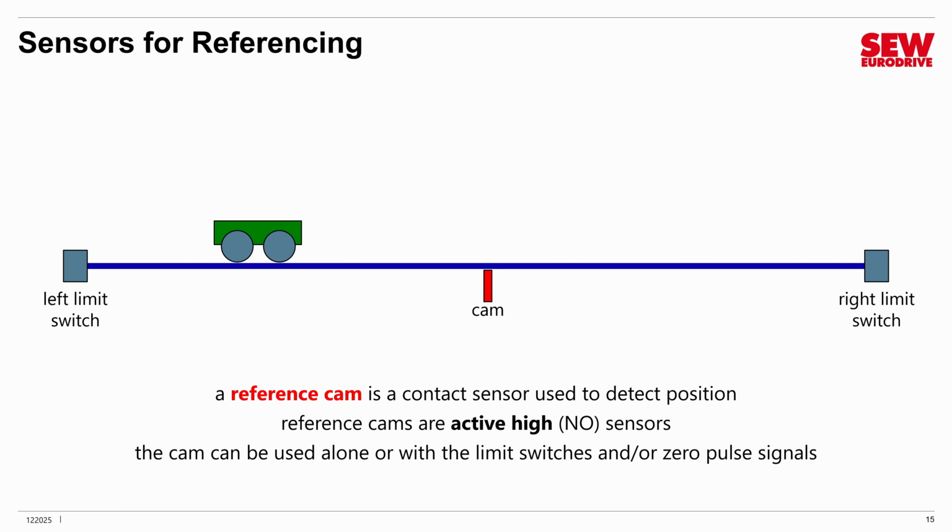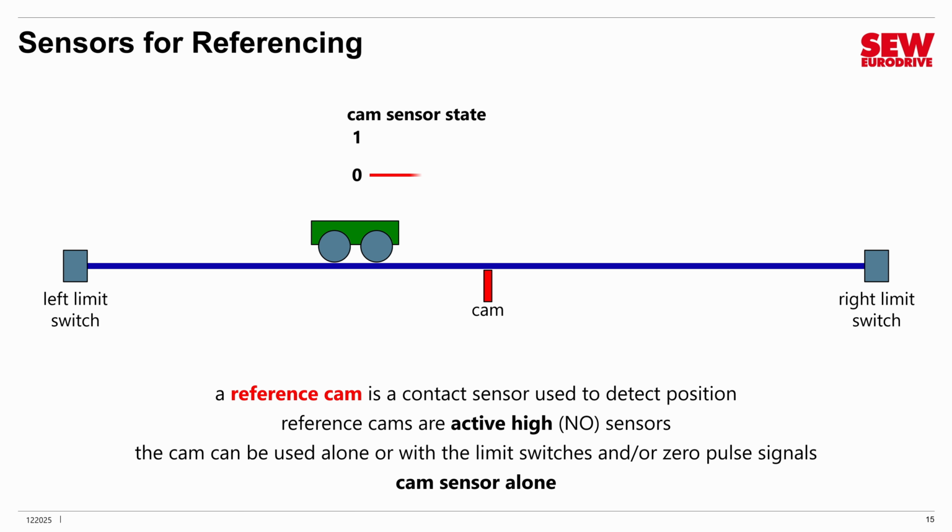Let me show you an example of using cam referencing. Notice that the cam is going to start low and it will go high when we touch it. So what we do is we run until we touch the cam. When it goes high, the VFD stops and then backs away from it just until it goes low when you clear it. And then it declares itself referenced. That's a very simple way to do it.